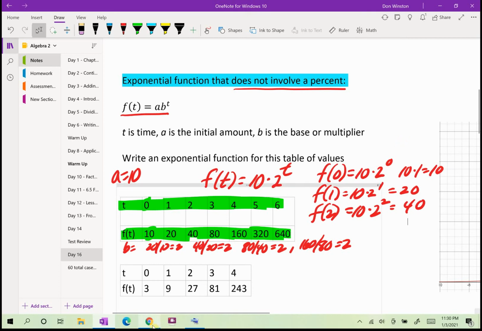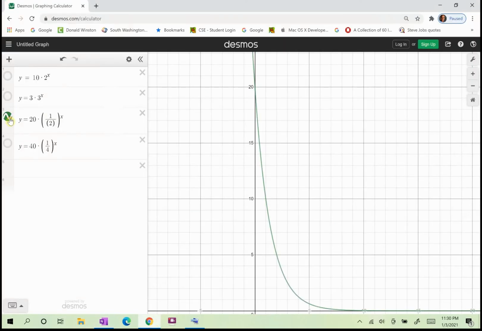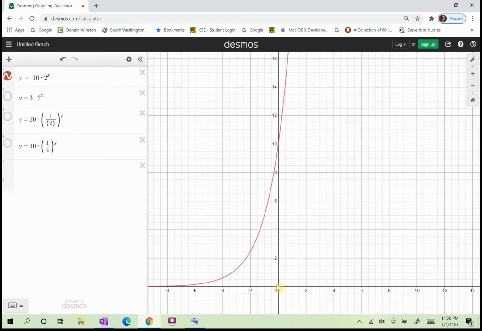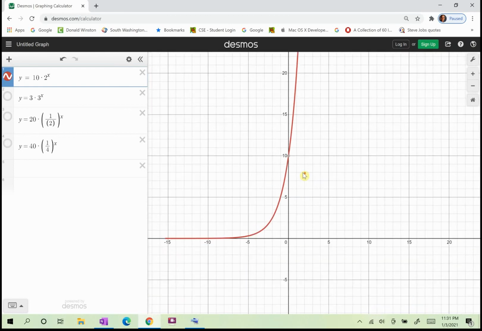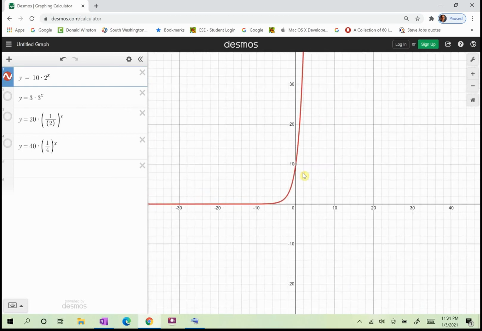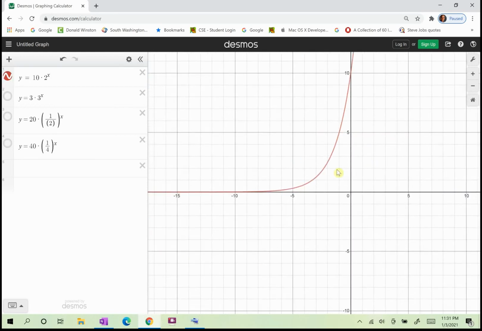Now, if I were to graph that function on Desmos, you can see that that graph is growing really, really fast. When x is 0, 10 times 2 raised to 0, 2 raised to 0 is 1, and 10 times 1 is 10. And when x is 0, I get 10. Right there. That's my y-intercept. Okay, but as you can see, that graph grows really, really quickly.